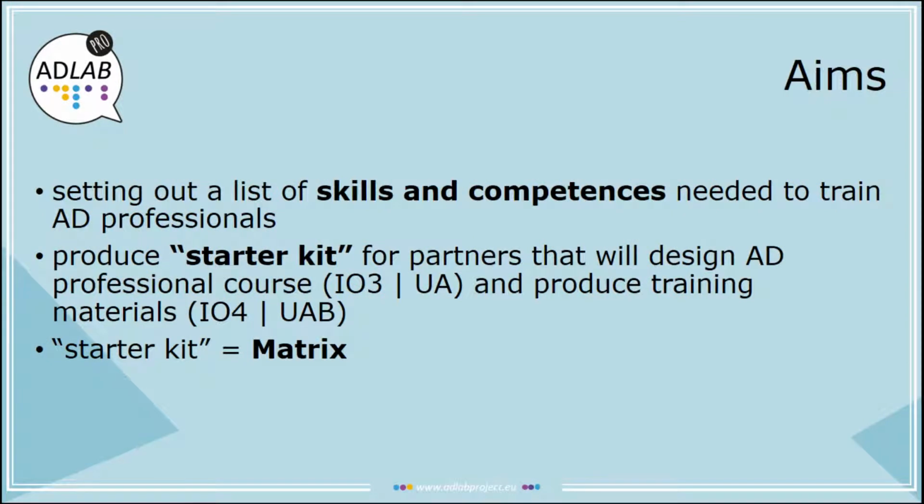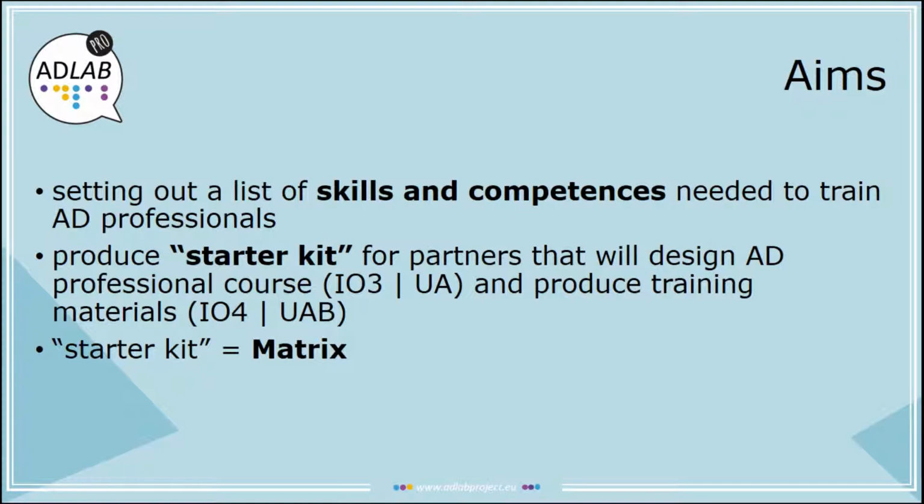So aims, as I said, setting out this list. We wanted a list of skills and competences, but the list itself was not enough. We wanted an ordered list, with all these skills and competences ordered in terms of their relevance according to the respondents to the questionnaire. And we'll see the respondents were 3 very specific sets of respondents, but I'll go to that in a second.